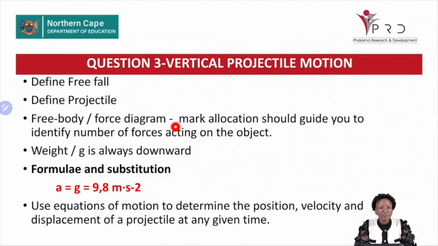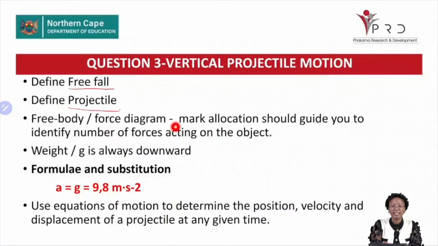Now that we are done with question 2, we are quickly going to jump to question 3, which is normally, from previous question papers, vertical projectile motion. Now in this chapter, it is a bit challenging to some of us, but where can we get our marks? We can get our marks in definitions. Why? Because there are only 2 definitions to memorize under vertical projectile motion, which are free fall as well as projectile.